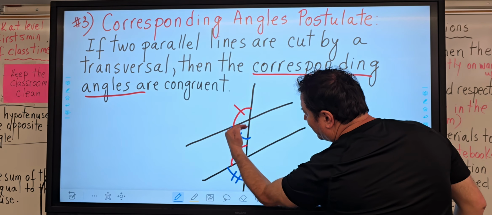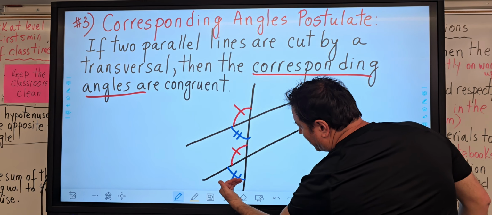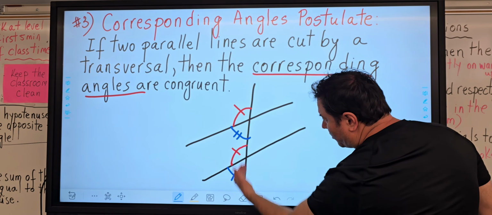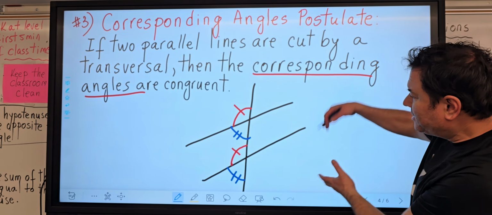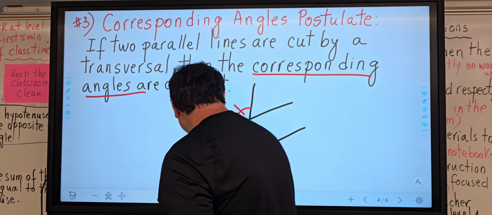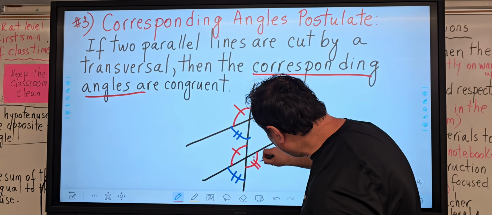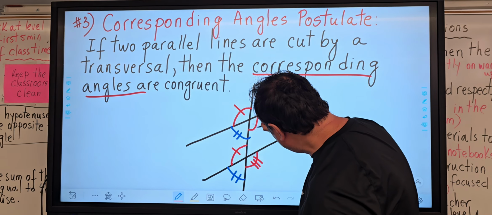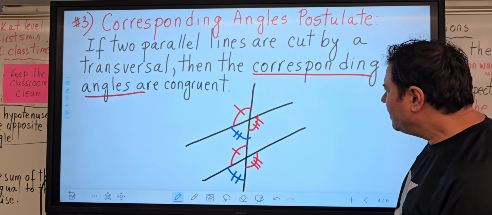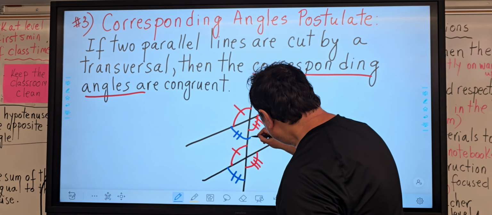This angle is under the first line, and the other angle is also under the first line when two lines are crossed by a transversal. And the same thing happens on the other side of the transversal. This angle, let's put three lines through them, and this angle, let's put three lines through them. And finally, the other angle right here.